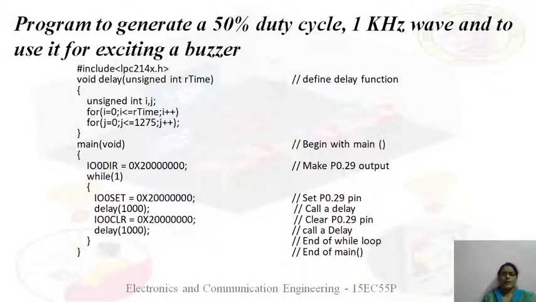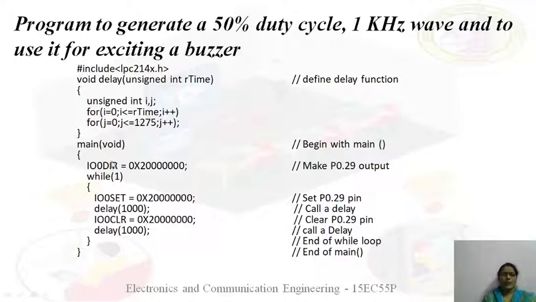This is an embedded C program. First, declare the header file lpc214x.h. Then define a delay function. To produce a delay we are using a for loop. Then start the main program.